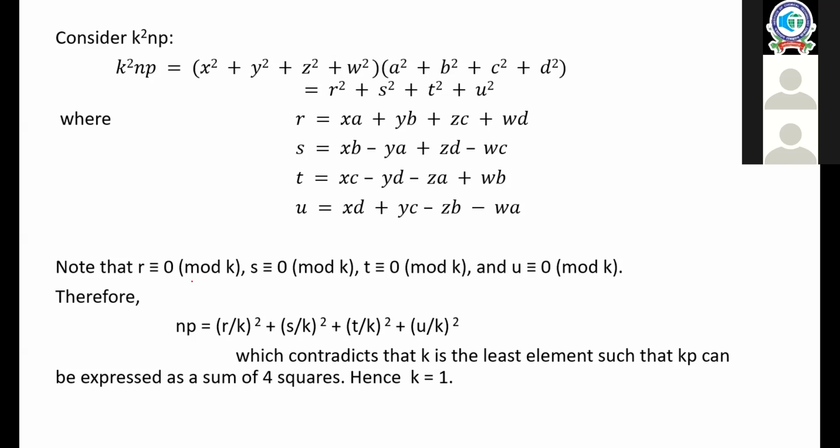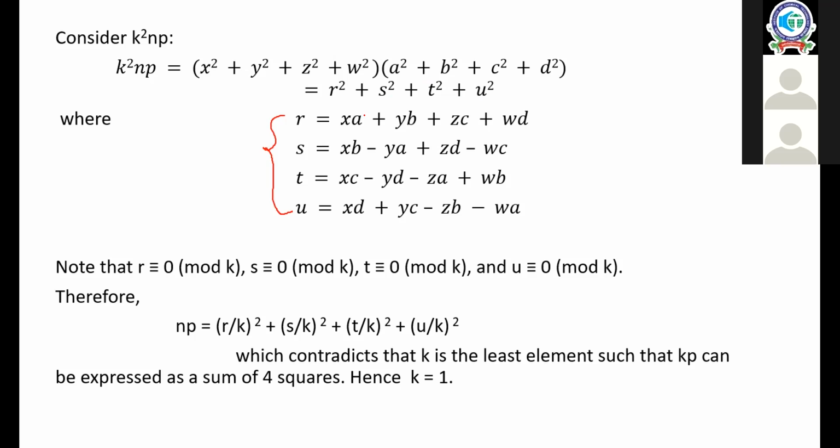Now, what we look at is we consider k square into np. So this is kp into kn, and we know the expression for kp and we have the expression for kn as well, which is x square plus y square plus z square plus w square into this, so product of two sums of squares, and we had this expression from Euler's identity of four squares. So we have expressions for r, s, t and u, where this is what these integers are.